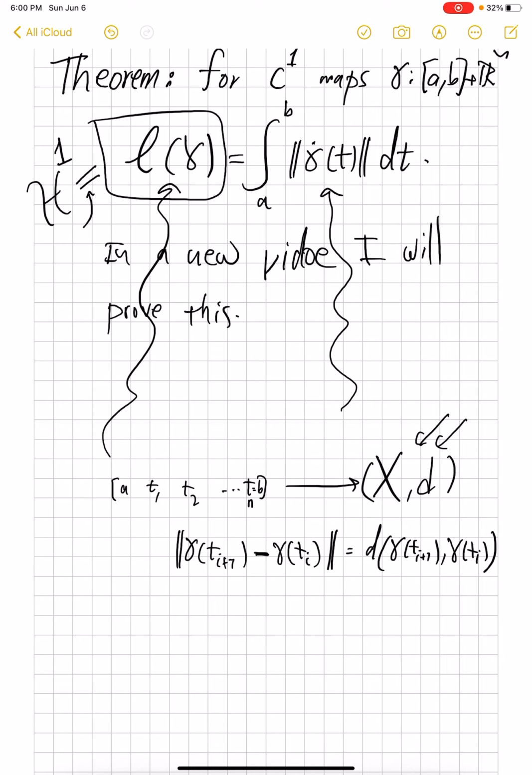So hopefully you enjoyed this video, and if you had never really stopped and thought about why there are two definitions of the length of a curve, then I hope this will make things a bit clearer.